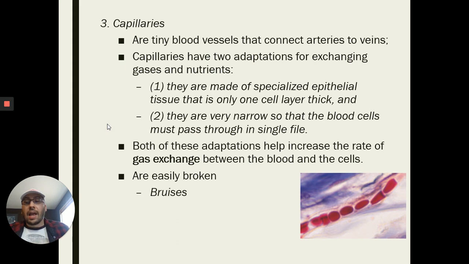Okay? And they are easily broken. Okay, this is where bruises come from. So you fall down, you get a bruise. I'm sure it's happened to all of us. When you get bruises, you're actually breaking your capillaries, you're breaking your blood vessels.